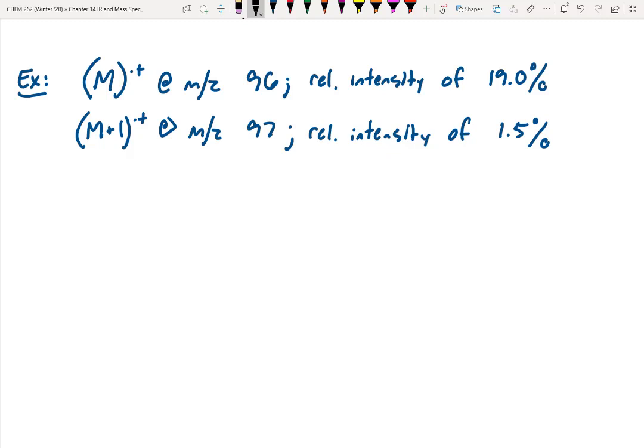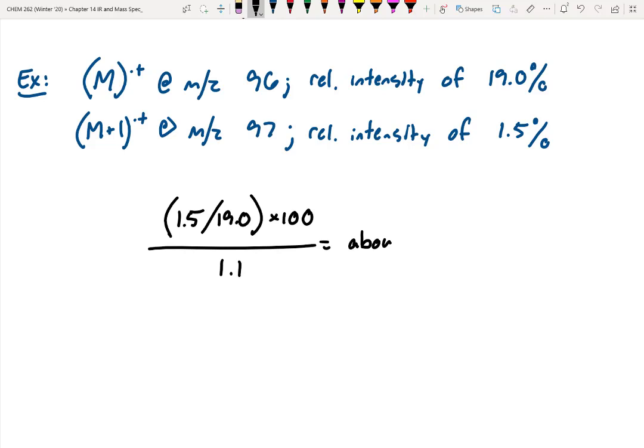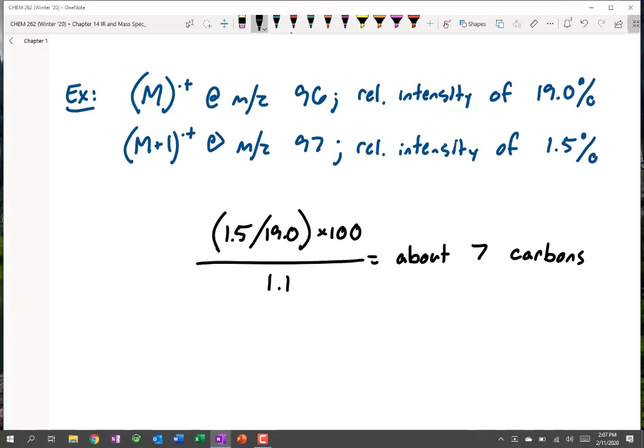Okay, so let's check this out. Mass plus 1, we said, is 1.5 for its intensity. We're going to divide that by our parent peak, which is 19.0, multiply this by 100, and divide it by 1.1. Yeah, I'd say about 7 carbons. Make sense? All right, so now let's go into the fun stuff.